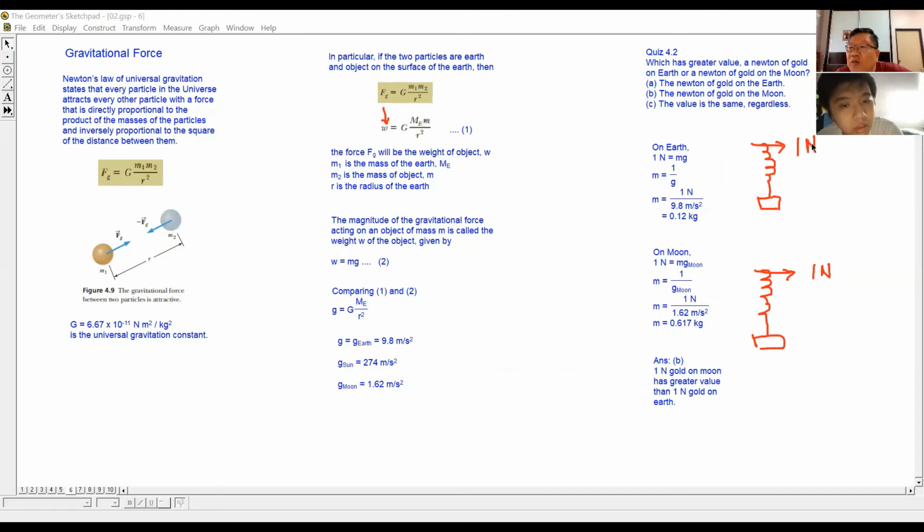So if both are pulled down by 1 Newton, here you need a very big mass to pull it down. Here, because the gravitational attraction is very strong, you need a very small mass. So in other words, here you need a bigger mass, here you need a smaller mass to produce 1 Newton. So when you compare a smaller mass and a bigger mass, definitely this amount of gold is more valuable than this amount of gold here. So this is the qualitative treatment. You just argue it out because of the weaker gravitational pull and the stronger gravitational pull.